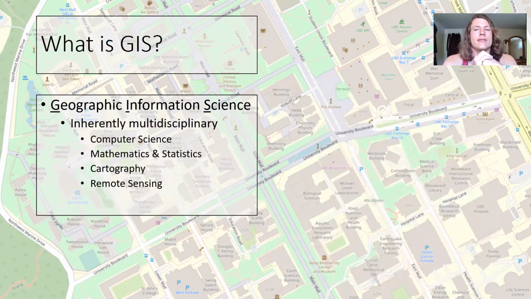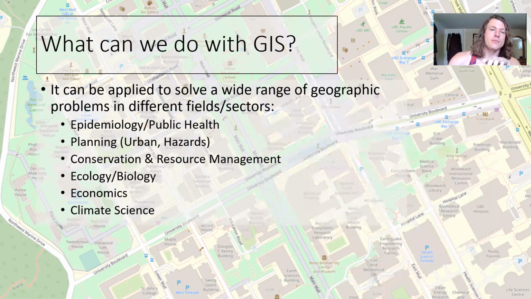And then geographic information science, again, is the study of geographic information. It's an inherently multidisciplinary topic. It overlaps with computer science, math and statistics, cartography, remote sensing, and has applications in many, many different realms. So there's a very diverse range of applications, and I'll talk about quite a few of them, a lot of different things throughout the semester.